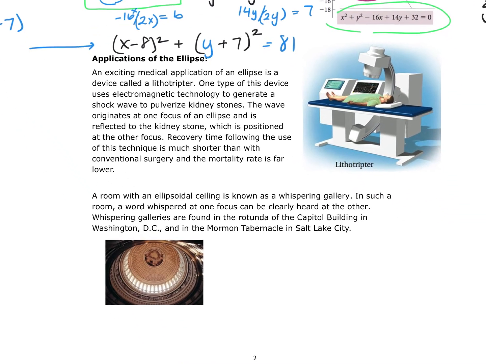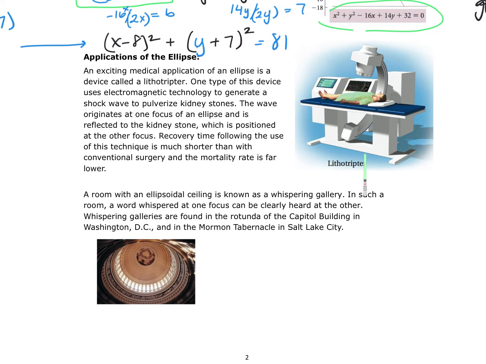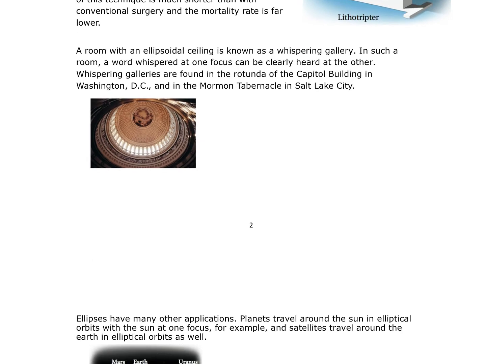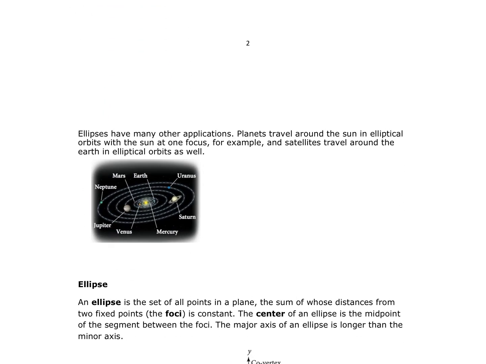There are lots of applications for ellipses. You're going to see them in the medical field. You're going to see them in whispering galleries, such as the Capitol Building in Washington, D.C., and the Mormon Tabernacle in Salt Lake City. Lots of places in which you are going to see the application of ellipses. You're also going to see it when we're talking about travel of planets around a sun or some other celestial body. Satellites travel around the Earth in elliptical orbits.